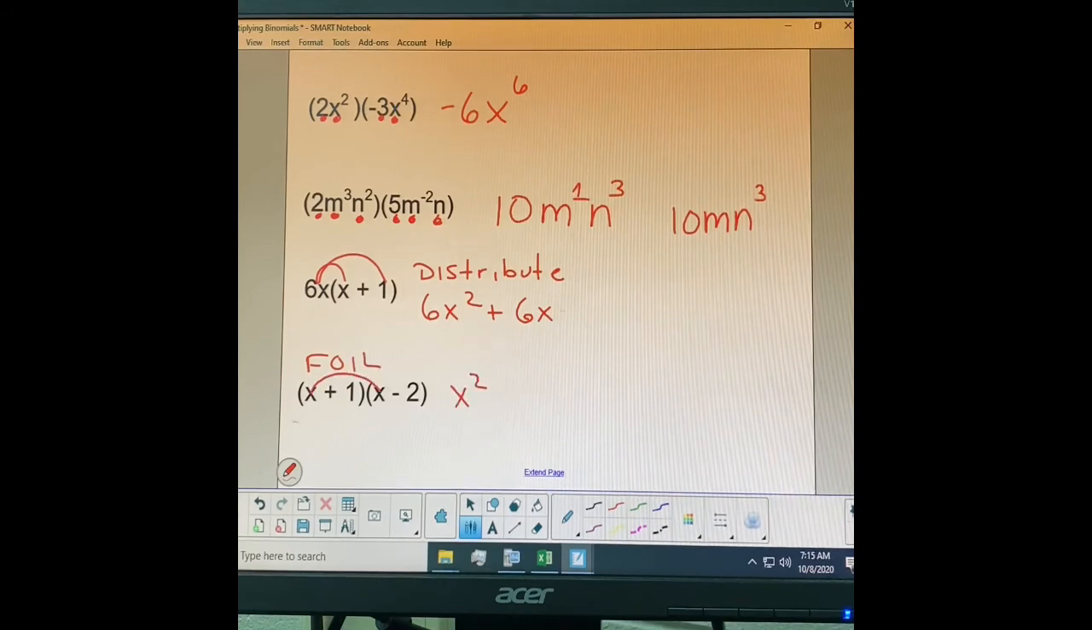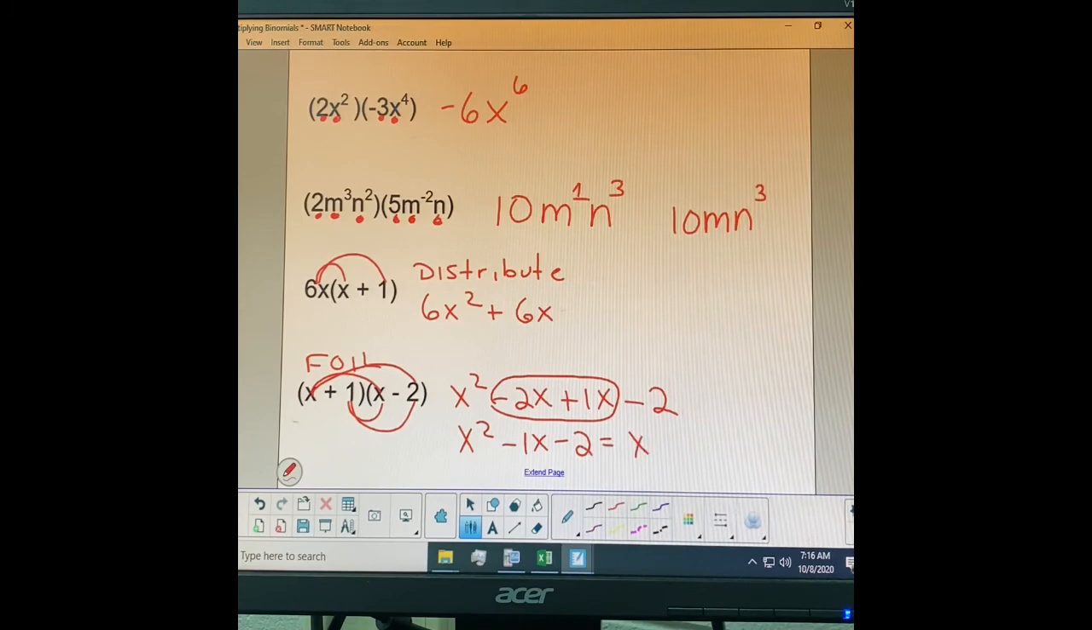And then we FOIL. You multiply the first 2 terms, the outer 2 terms, the inner 2 terms, and then the last 2 terms. And you get x squared minus 2x plus 1x minus 2. You'll always get 4 terms when multiplying 2 binomials, but then they'll simplify, sometimes to 1 term, sometimes to 2 terms, sometimes to 3 terms.